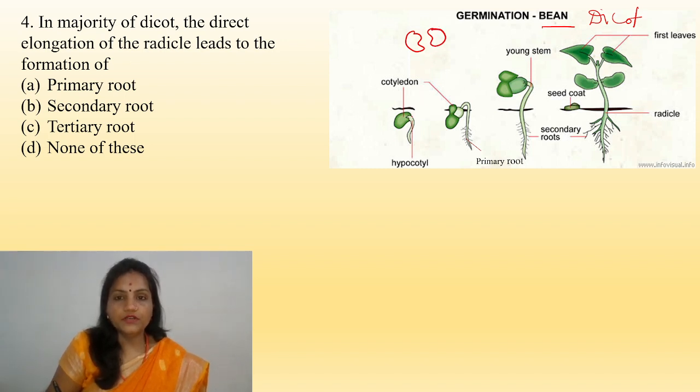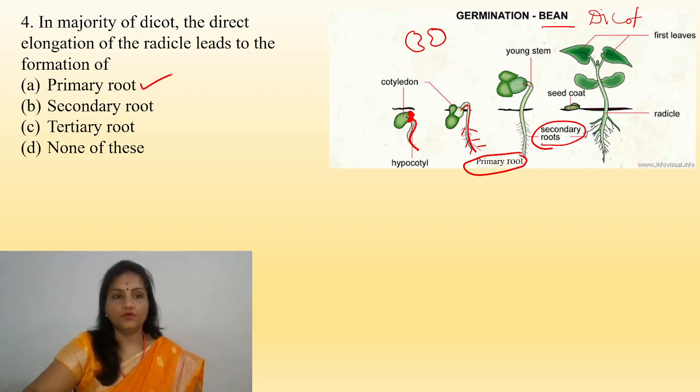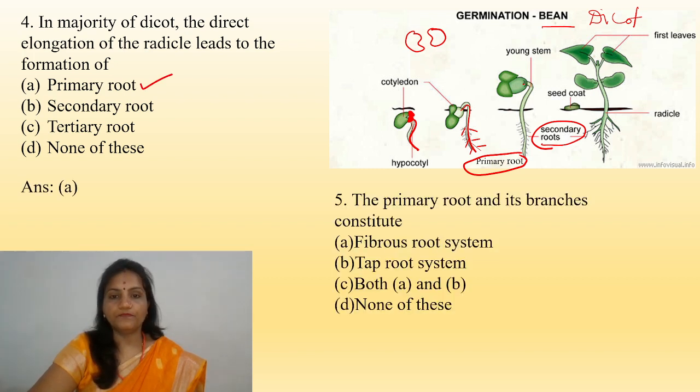So here there will be two parts. One is the radicle and the other one will be the plumule. The direct elongation of the radicle gives rise to the primary root. This further gives rise to the lateral roots, which we call secondary roots. And the plumule gives rise to the shoot system. So the answer for this question is primary root. That is answer A.